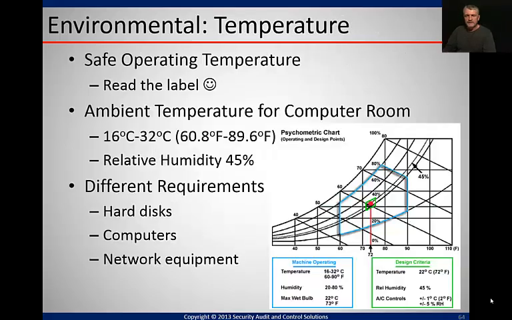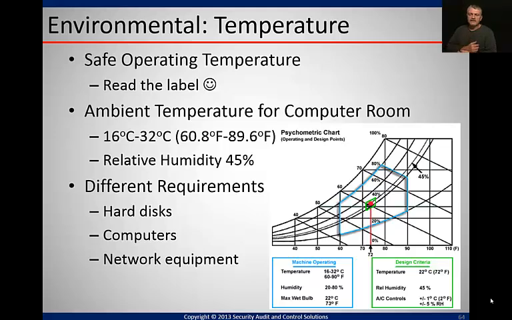Now, when we look at temperature, there's a safe operating temperature, and I usually say read the label. The more you read the label, the more you'll remember it. There's an ambient temperature for computer rooms. As you can see from the graph here, the red dot or the green square indicates the design criteria. This is from IBM design criteria. And then in the blue is the machine operating criteria. So the design would be straight within that machine operating temperature.